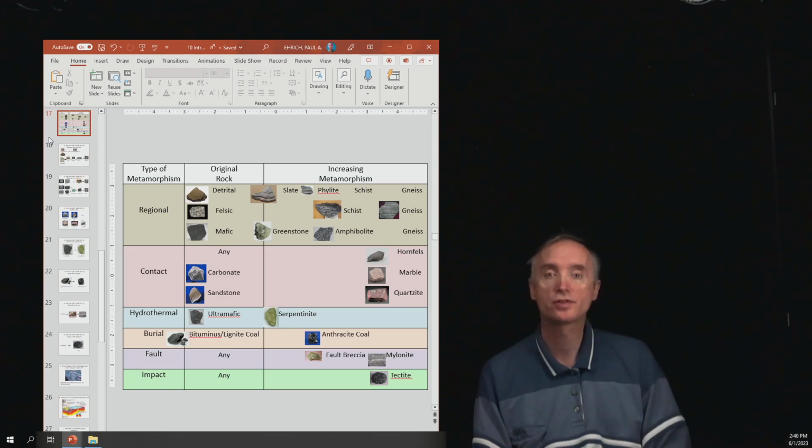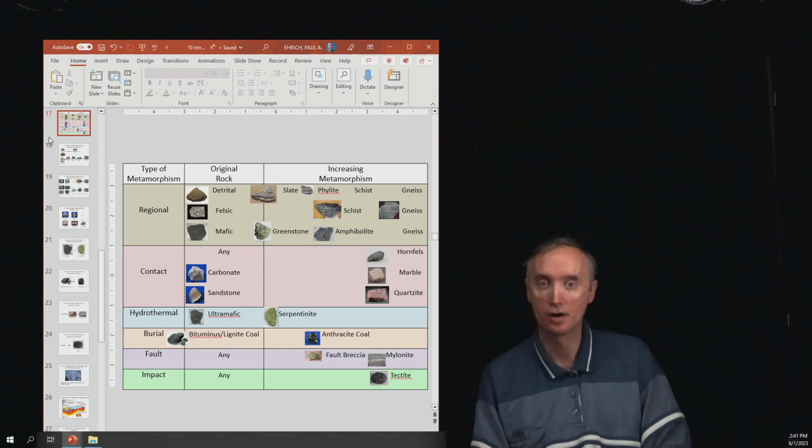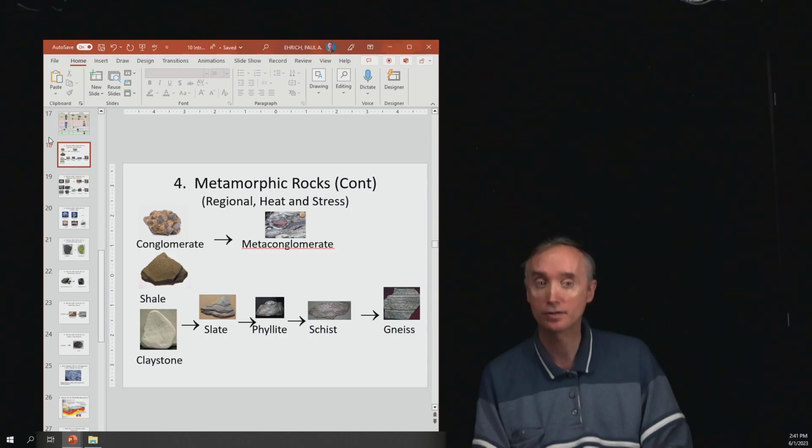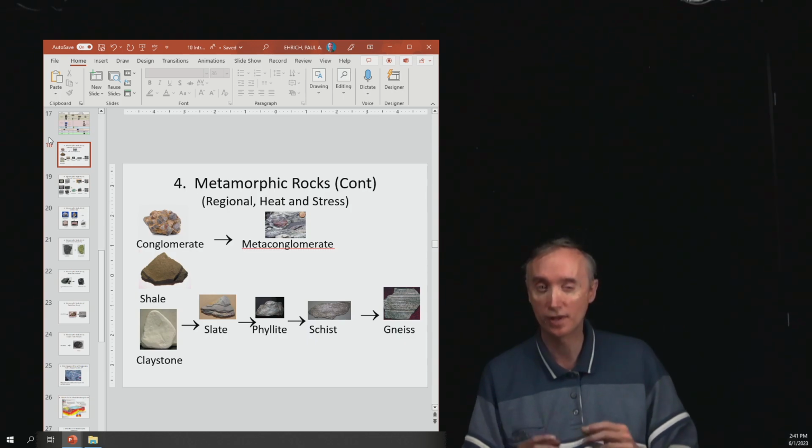Okay, now we're ready to start talking about specific types of metamorphic rocks. So we're going to begin with the regional metamorphic rocks, which is up at the top of that chart right there. So in regional metamorphism, the agents that are going to be acting on the original rocks, which are called the protoliths, is going to be heat and directed stress. So that means that the force is coming from a particular direction.